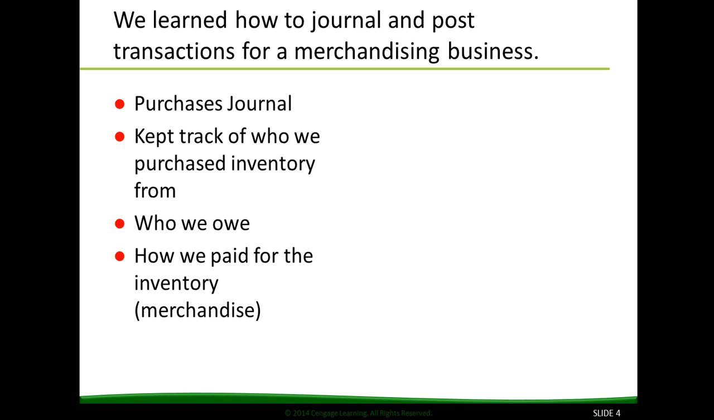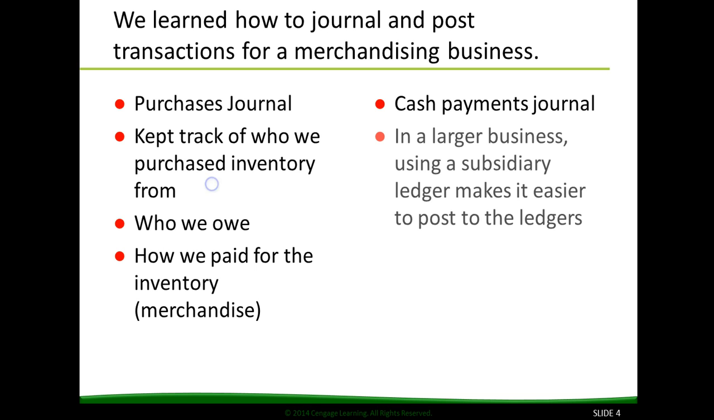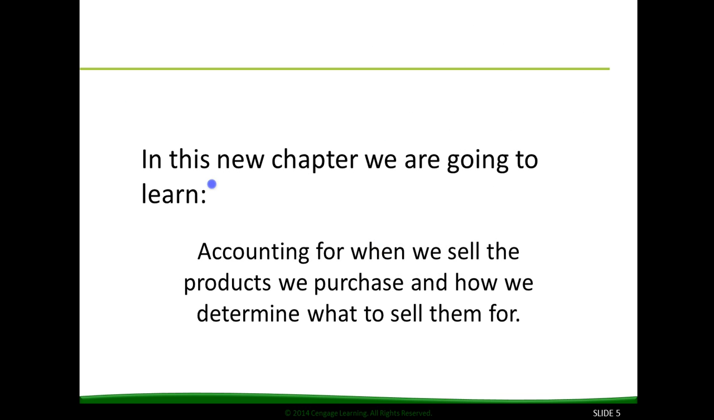And then we discussed how we paid for the inventory. How did we pay for the merchandise? Well, we paid for it one of two ways, either on account or with cash. We also paid with cash certain expenses and petty cash, and we learned how to do that too. So hopefully that was on your list. The larger businesses use that subsidiary ledger to make things easier to post to the ledgers. This concept is not going to go away, especially not when we're accounting for our sales. And we also learned how to replenish the petty cash fund, which is very important.